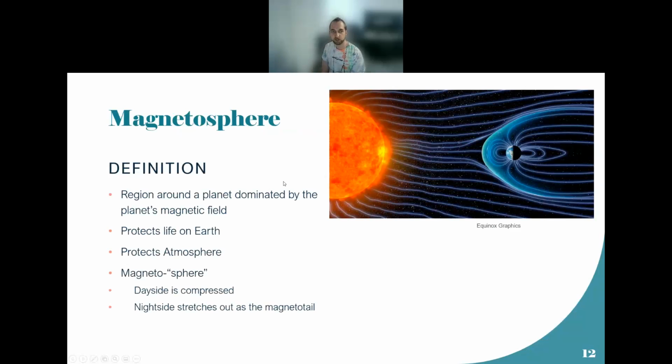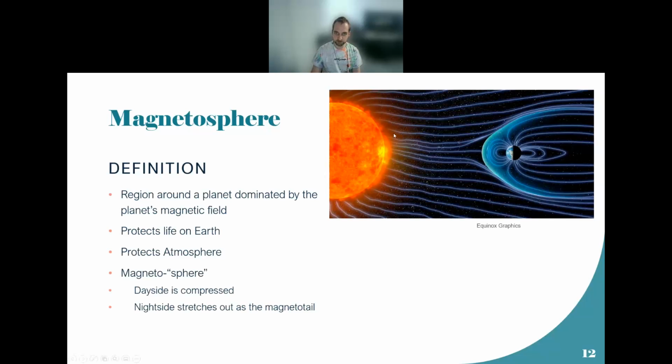Okay, so next I want to talk about the magnetosphere. What is that? That's the region around a planet that's dominated by the planet's magnetic field. So other planets also have magnetospheres, but I'm going to focus on Earth's magnetosphere, which protects life on Earth and protects our atmosphere from being stripped away by the solar wind.